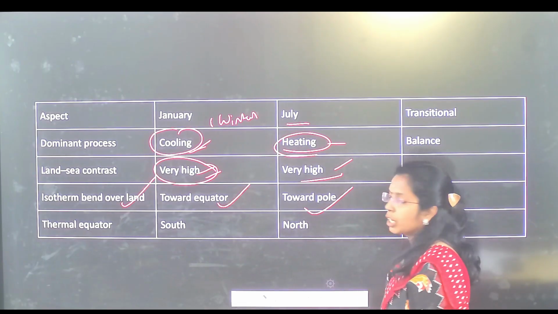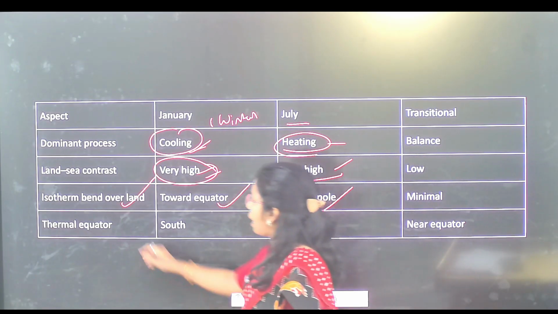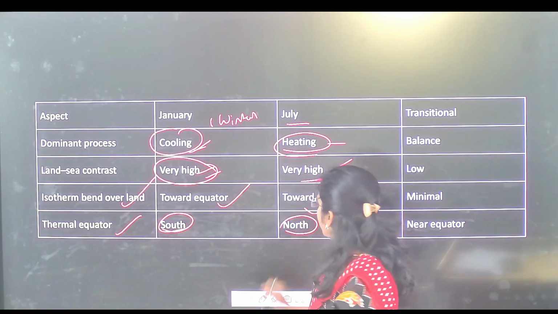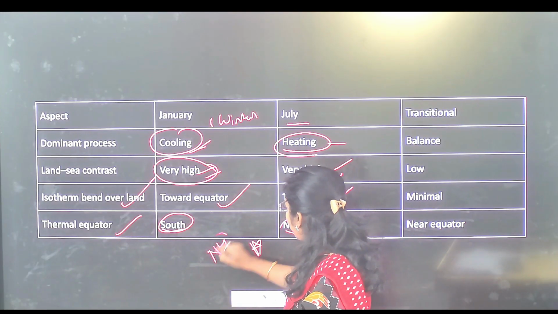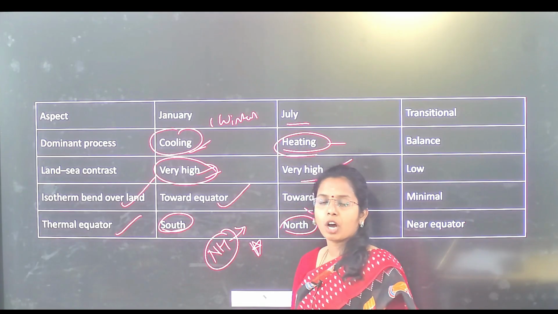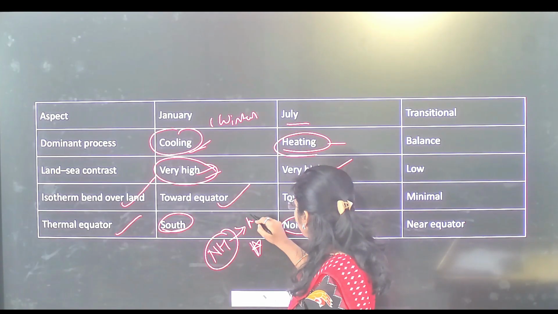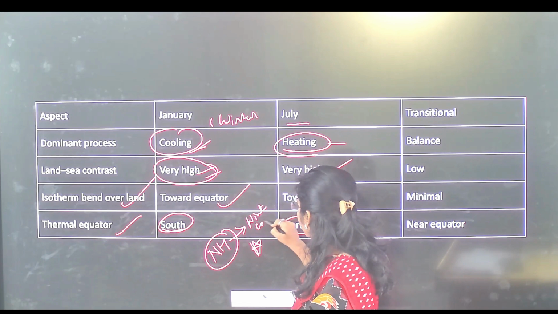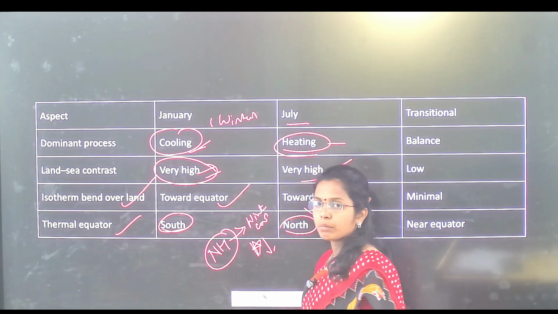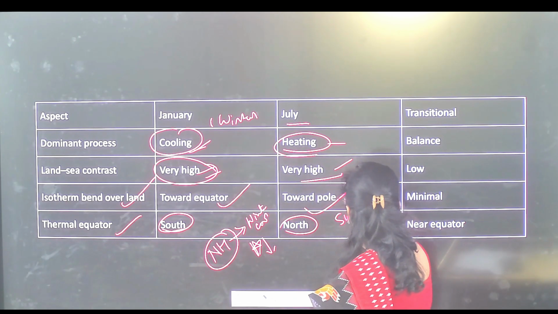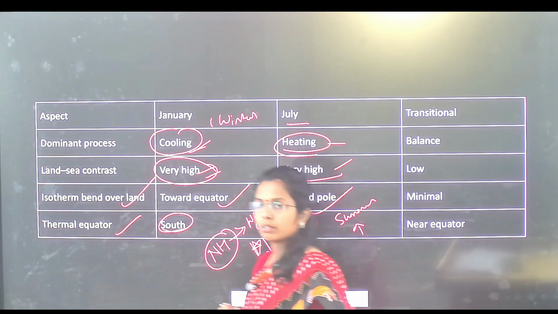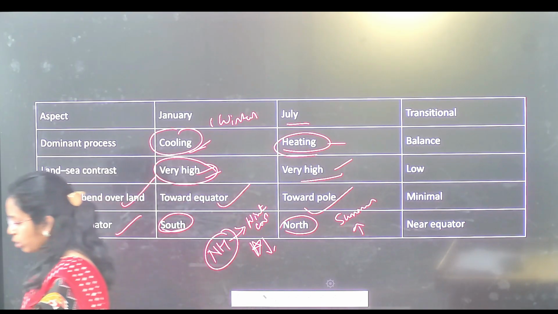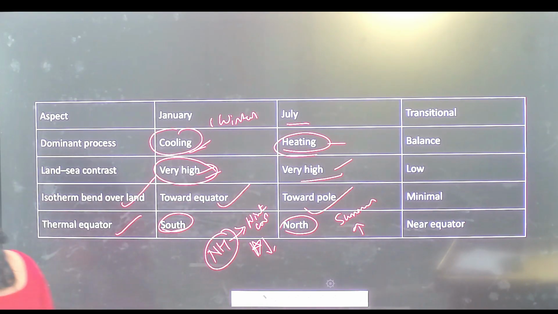Here towards the pole. Thermal equator south, here north. Remember, northern hemisphere January is winter, which means cool. The thermal equator comes down. Here, summer in the northern hemisphere, the thermal equator shifts northward. Northward shift we are going to see.